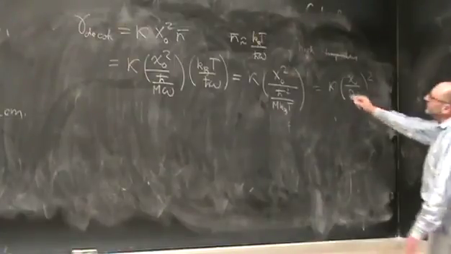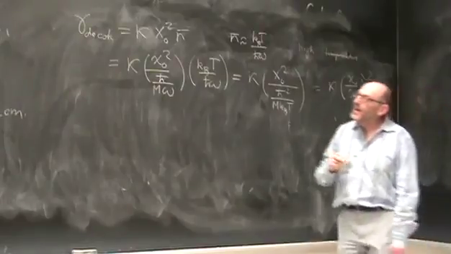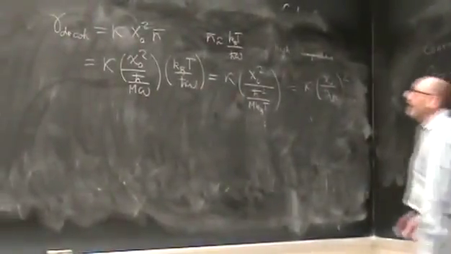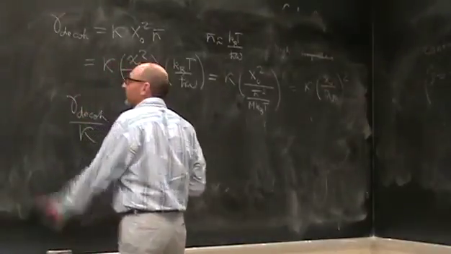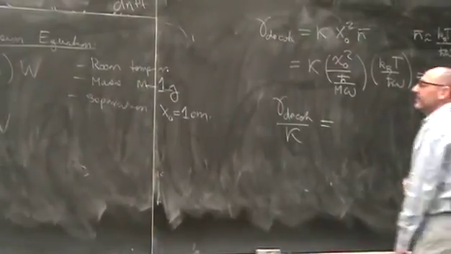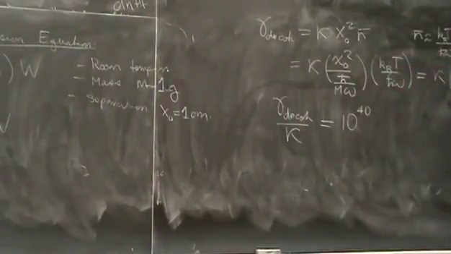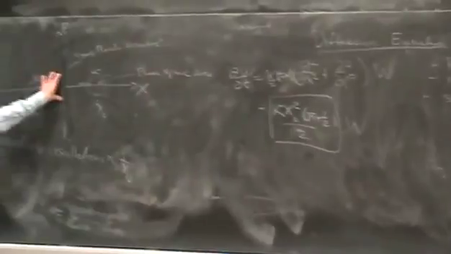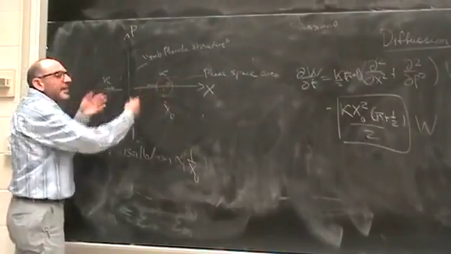So this is correct in this kind of way. Now the question is, how big is the de Broglie wavelength for a 1 gram particle at room temperature? Well, you have to calculate that. But the bottom line is the following. The rate of decoherence relative to kappa for a macroscopic particle of that mass, if x naught is a centimeter, is 10 to the 40th. That is to say, the rate at which those fringes disappear is 10 to the 40th times larger than the time scale for the system to lose energy.